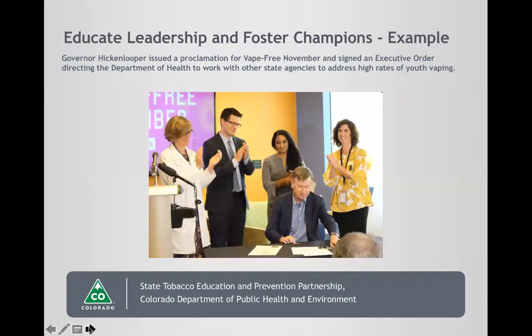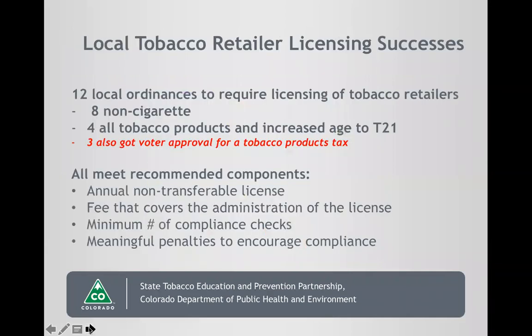Next slide. So with all of these efforts that I've described, we now have 12 local communities that have adopted an ordinance to require licensing of tobacco retailers. 8 of those are non-cigarette, but lately we've been moving towards licensing all tobacco products, even with the preemption in place. And that's where the story starts to get exciting, and I'll turn it to Mandy in just a second here, because her communities are the ones that have really taken the lead in this effort.